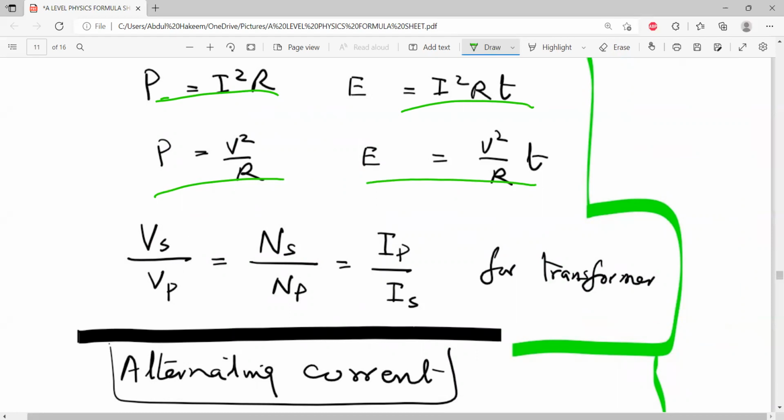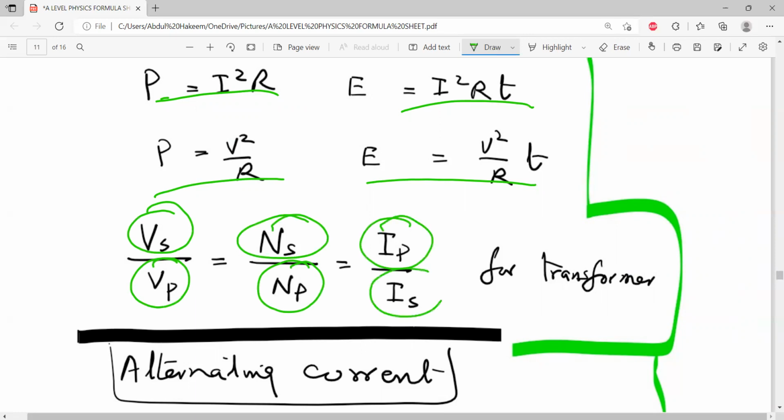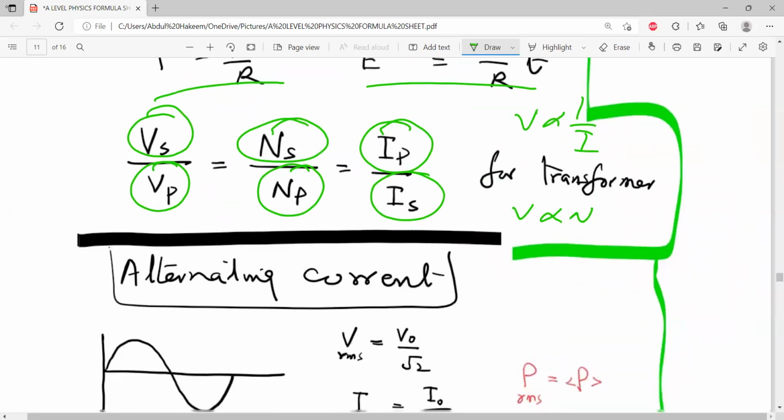For the RMS power or the mean power, we have to use RMS current and RMS voltage. Then in a transformer, voltage of the secondary divided by voltage of the primary equals number of turns of the secondary over number of turns of the primary, equals current of the primary divided by current of the secondary. Voltage and the number of turns are directly proportional, but the voltage and current in the transformer are inversely proportional.